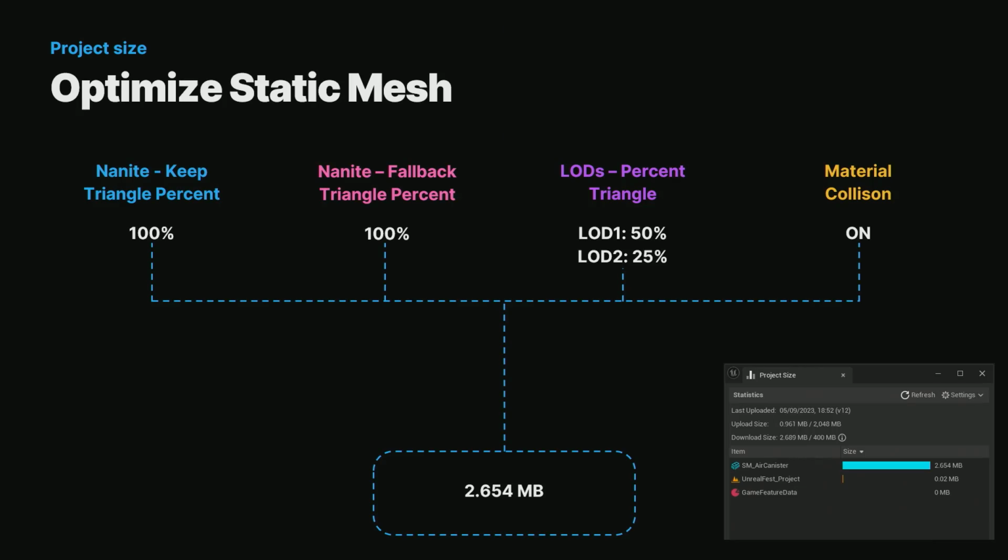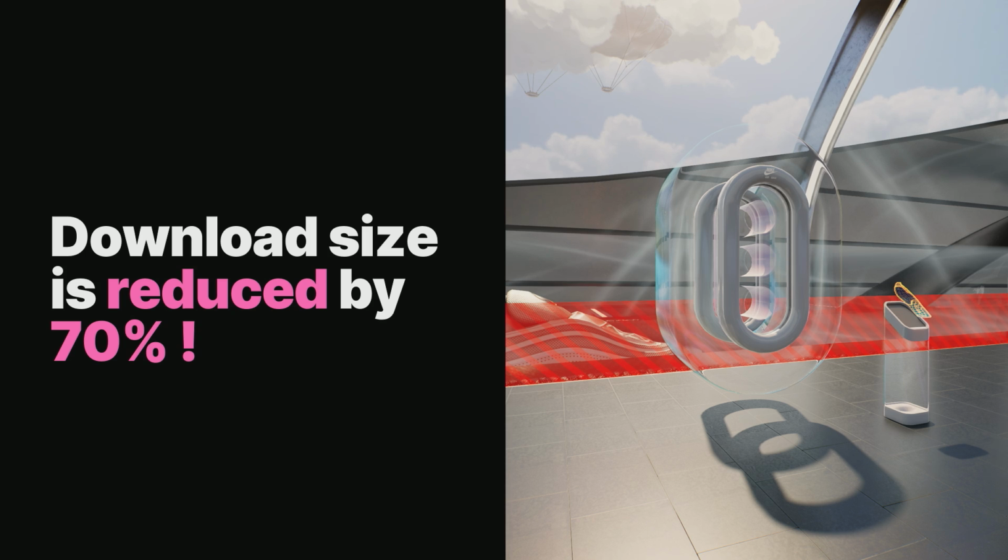So here's an example of the size of the air canister imported in Airphoria without any changes. After cooking, this mesh is 2.654 megabytes in download size. And here's the result of the same mesh after reducing its poly count in the detail panel and turning off material collision as shown earlier. We get 0.633 megabytes in download size. So that's a reduction of 70% without changing the visual of the air canister.